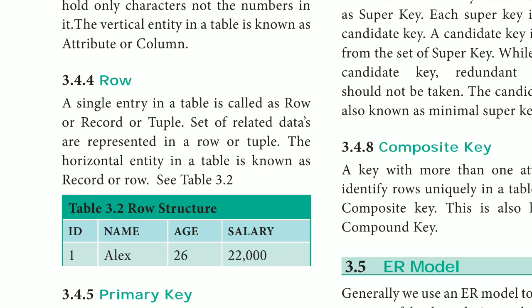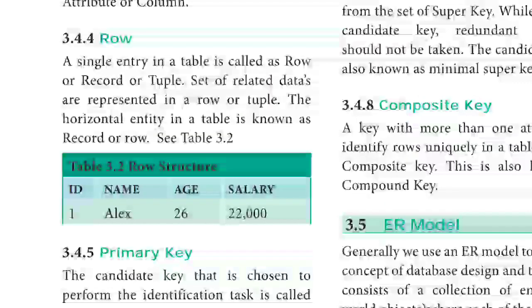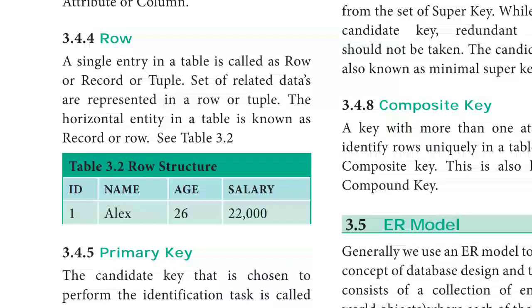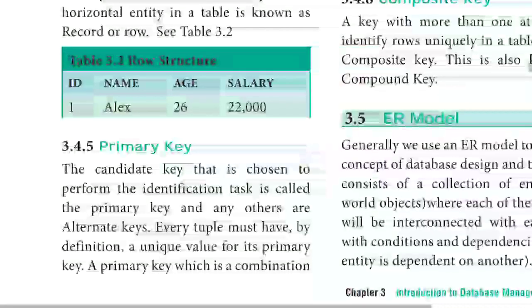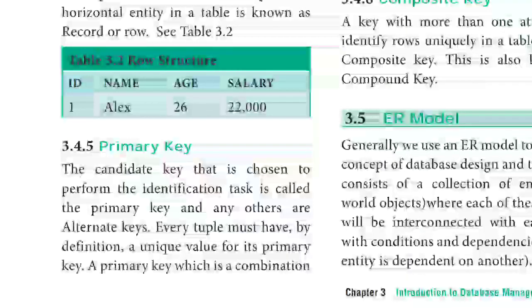Here you can see they have given a table known as table 3.2. In that it has only one record or one row, where the ID is 1, the name is Alex, the age of Alex is 26 and he is getting 22,000 as salary. So this is a row here, whereas in the previous example we have seen three rows. And the next thing you want to know is primary key.